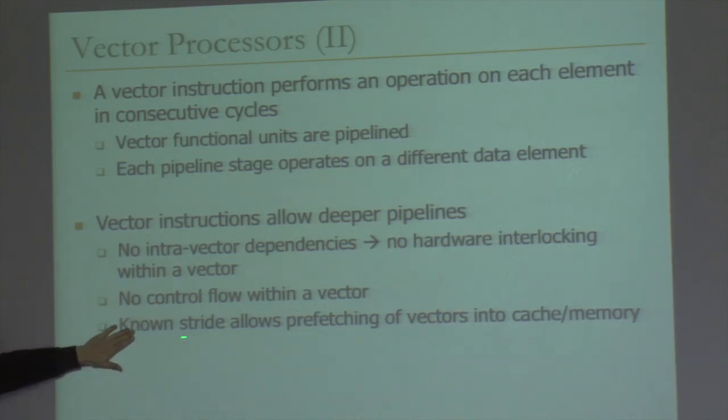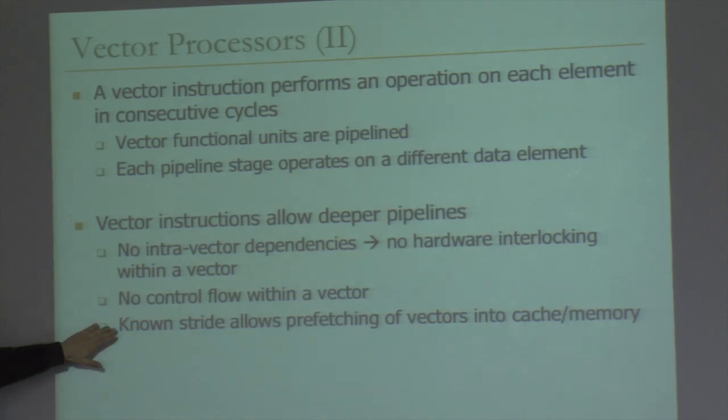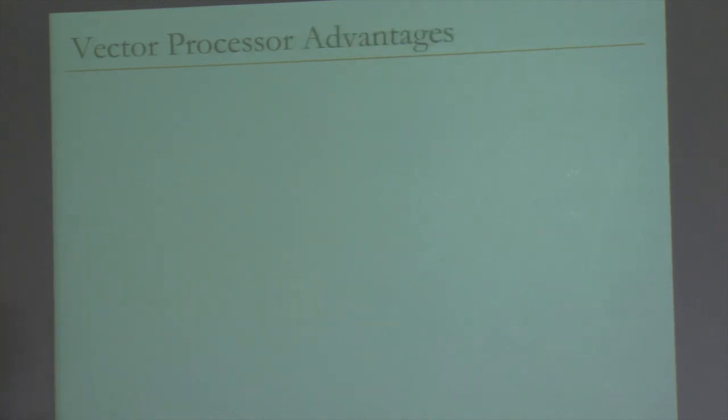And you can have a known stride. If you have a known stride, this enables the prefetching of vectors into cache and memory. You can pre-compute all of those addresses, and you can bring them into the cache. And by the time the vector operation gets to that element, it is already in the cache, right? That's the beauty of this regularity in code as well as program behavior.